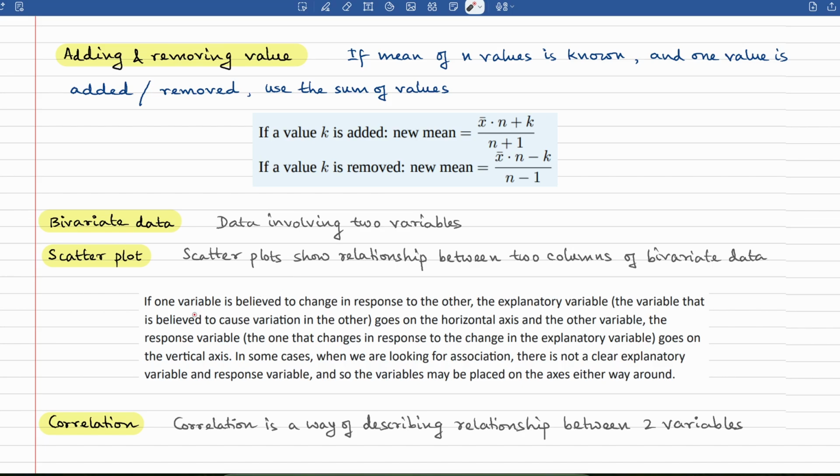But if you believe that one variable causes the change in the other variable, the variable that is believed to be causing variation in the other will go on the horizontal axis or the x-axis. And the other variable, the one that is affected, will go on the y-axis. So it's a bit like independent variables and dependent variables.